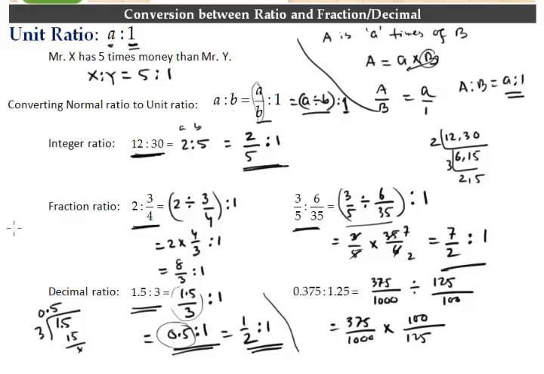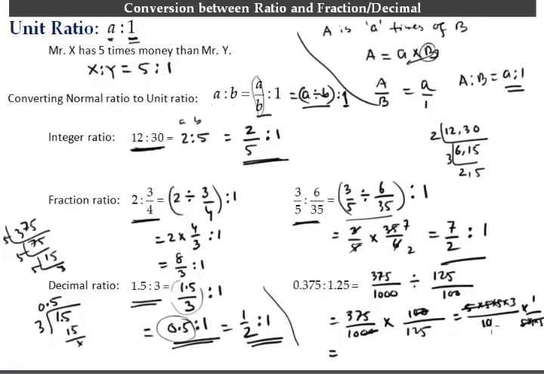375 can be written as 5 times 75, 5 times 15, 5 times 3. So 375 can be written as 5 times 5 times 5 times 3 divided by 1000. The 100 will cancel, so we get 10 times 1, and 125 can be written as 5 times 5 times 5. So the 5 times 5 times 5 will cancel with this one. So we are getting here 3 and 10.